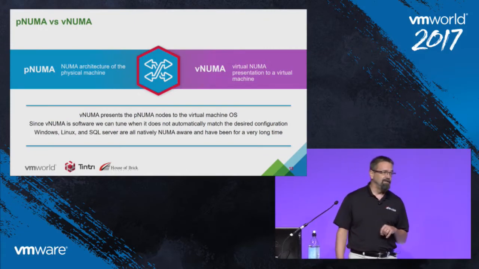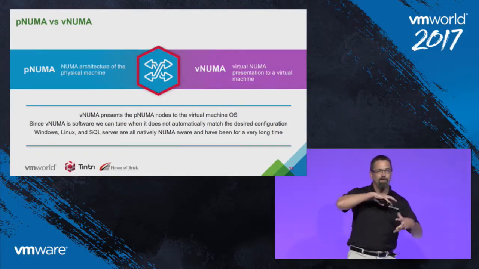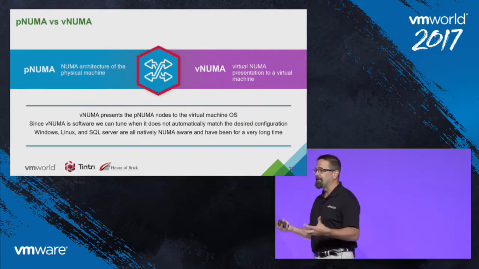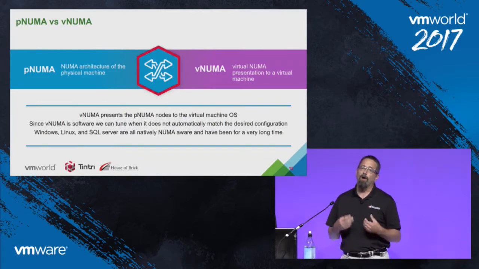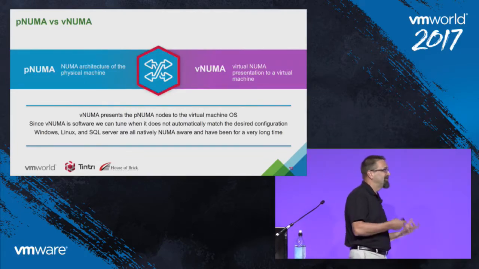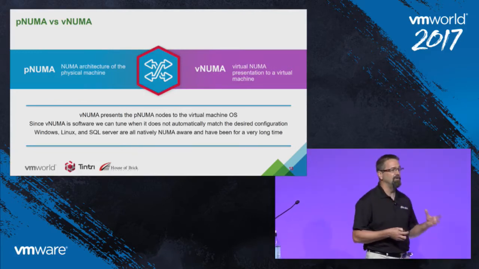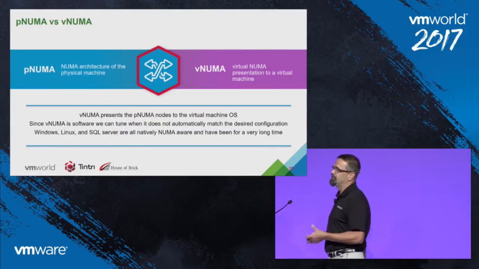So pNUMA versus vNUMA. We say NUMA and pNUMA and vNUMA, and sometimes we want to make sure we don't confuse things for you. pNUMA, or when we say just NUMA, we're typically talking about the physical NUMA architecture of the hardware. vNUMA is the virtualized abstraction of that being presented to the guest OS. So VMware has vNUMA, and it presents that to your guest OS.